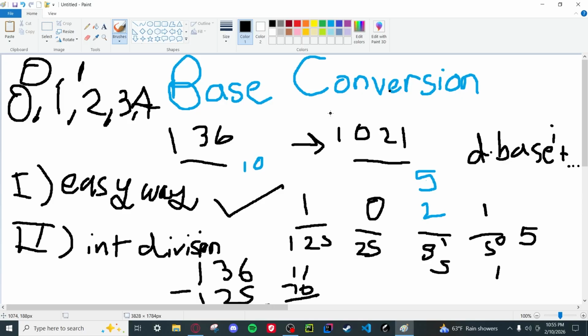And I can fact check that right now for us. I really should do this before. 136 to base 5. I have to go on a base converter. 136 in base 5.